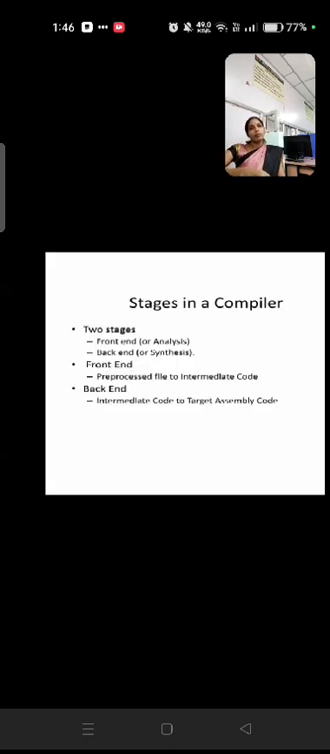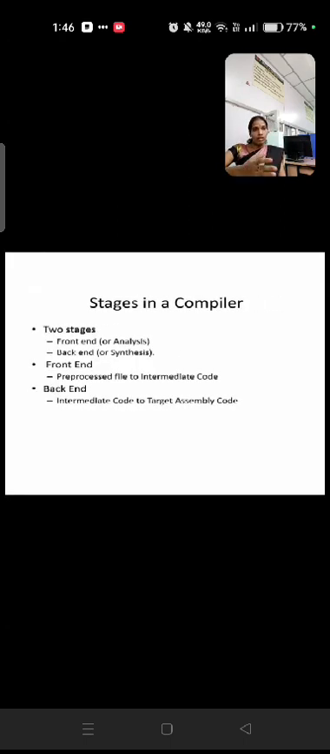And what are the different stages? Previously we discussed the two stages of the compiler, that is called the analysis phase and the synthesis phase. First of all, what is the analysis phase? The analysis phase is nothing but the front end process.